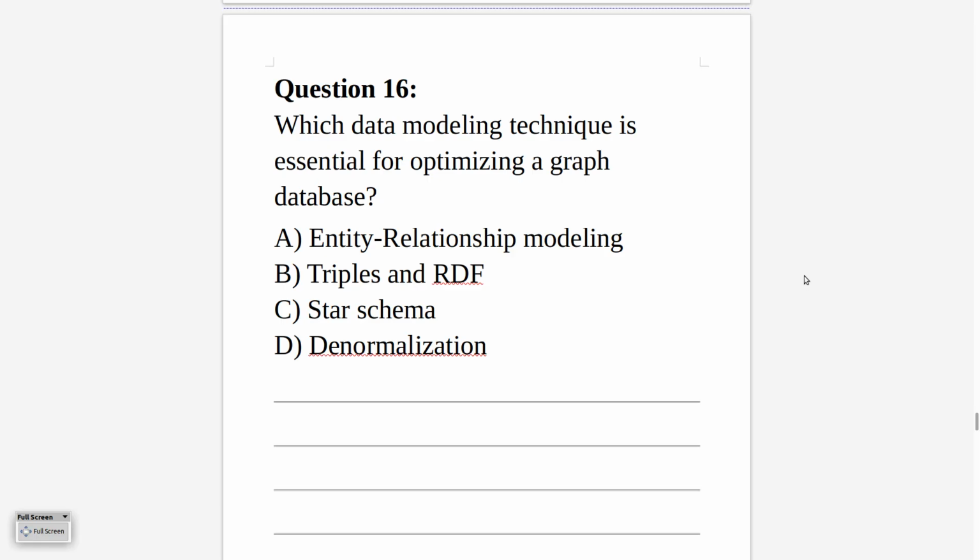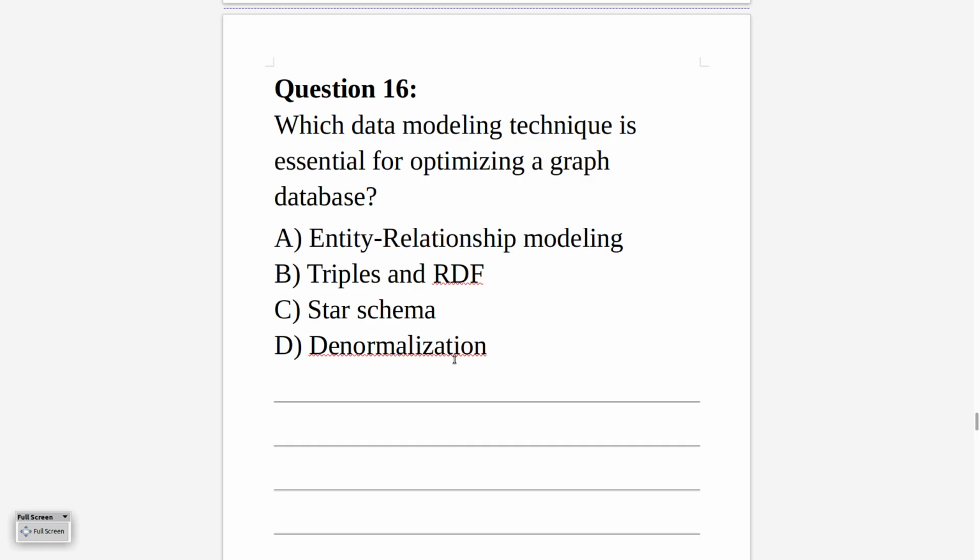So if you don't know, a graph database stores relationships. It's kind of what you might think Facebook has: graph databases to store all the details of your social network and who you're linked to, and who your connections of connections are, friends of friends, and that kind of thing. So it says here, which technique is essential for optimizing a graph DB? So you have a graph DB and you want to optimize it with a technique. Entity relationship modeling, triples and RDF, star schema, denormalization.